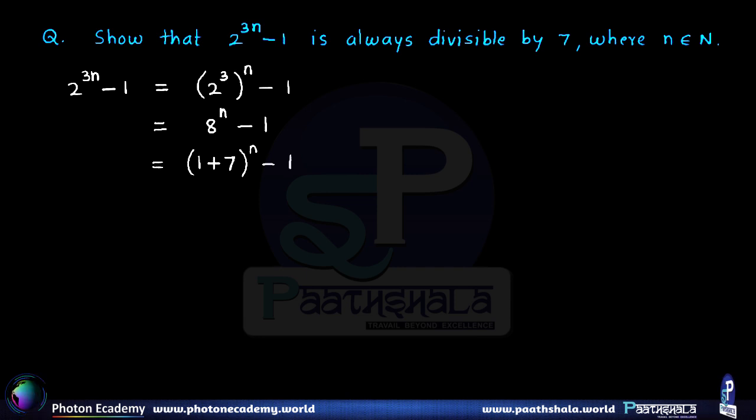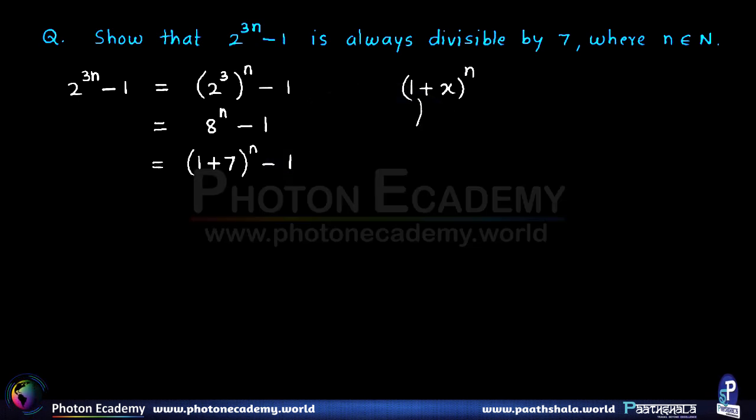Okay. Why do we write 8 as 1 plus 7 and why not 2 plus 6? Because the very reason is that we just saw previously that we have to make use of the binomial expansion of (1 plus x) raised to n. So we must have this particular 1 present. So that is what we try to achieve.